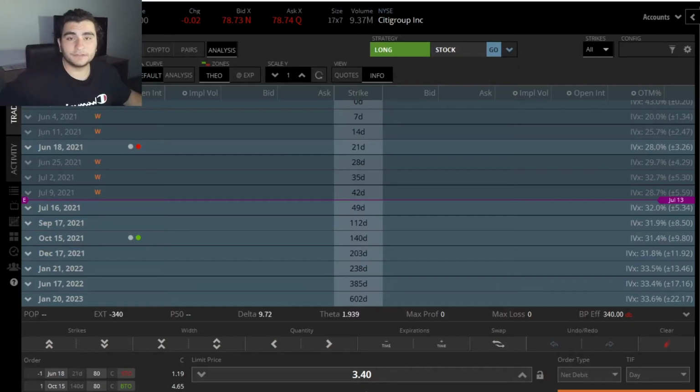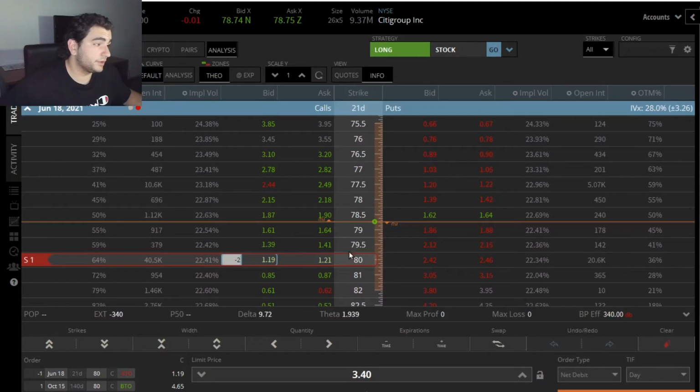Here I have the options chain pulled up for Citigroup, which is a stock that I've had a calendar position on open for about 25 days so far. This is the June 18th short front month contract that I have. I have a call calendar, so I'm short an $80 call. Like I said, I've had this trade open for about 25 days so far.